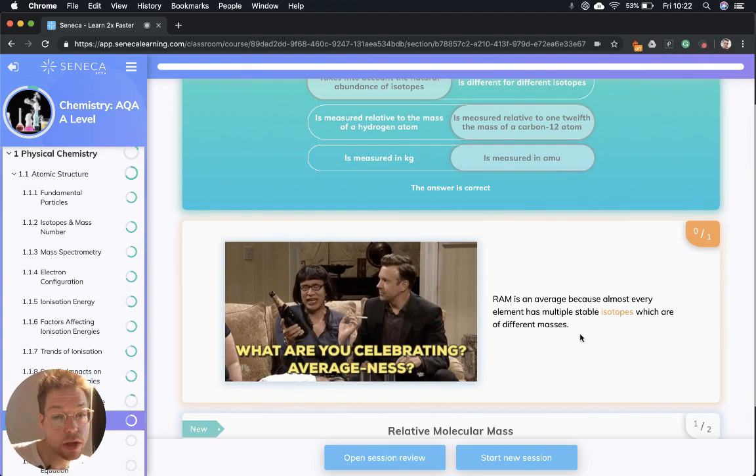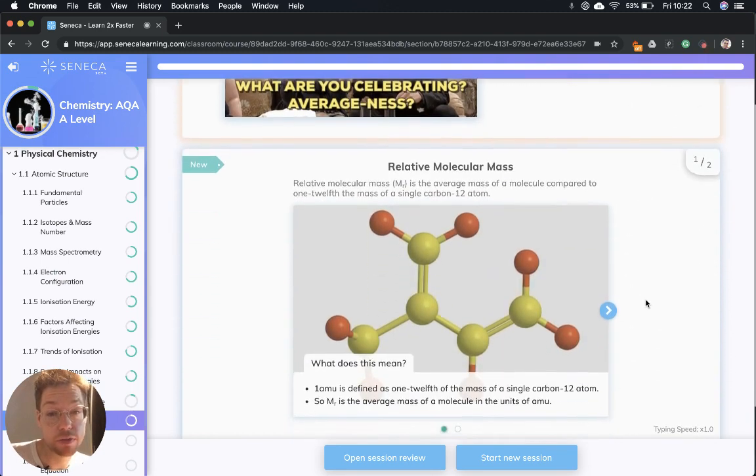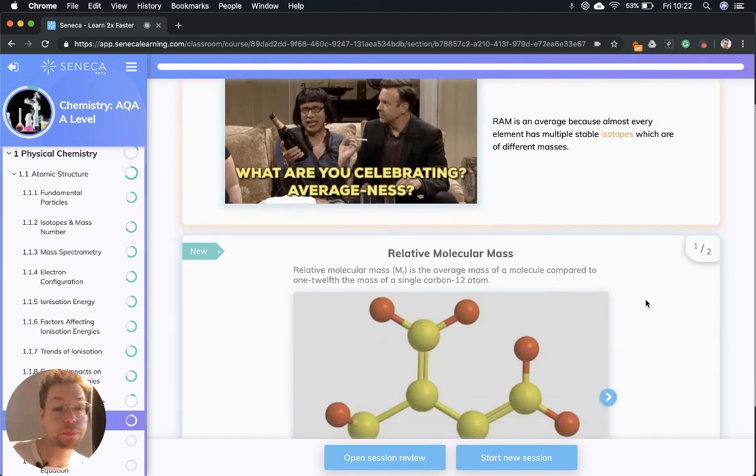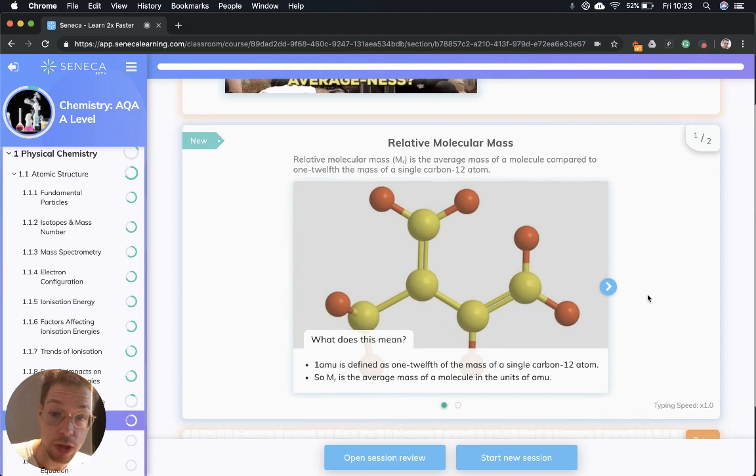So let's recap. Relative atomic mass is an average because almost every element has multiple stable isotopes, which are of different masses. Okay, let's build on this a little bit more. We're going to be going into relative molecular mass, which you might see written as MR. Its definition is the average mass of a molecule compared to 1/12 of the mass of a single carbon-12 atom. So you can see that A-level chemistry does have quite a lot of definitions, but they do build on each other and they are quite similar, so that should help make your revision a bit easier.